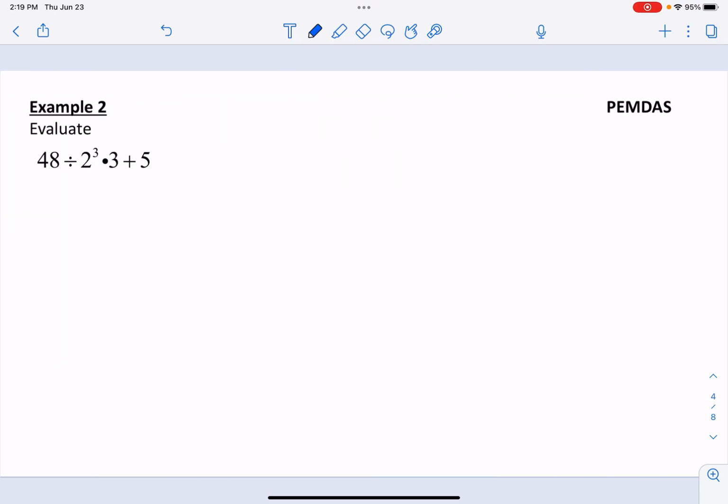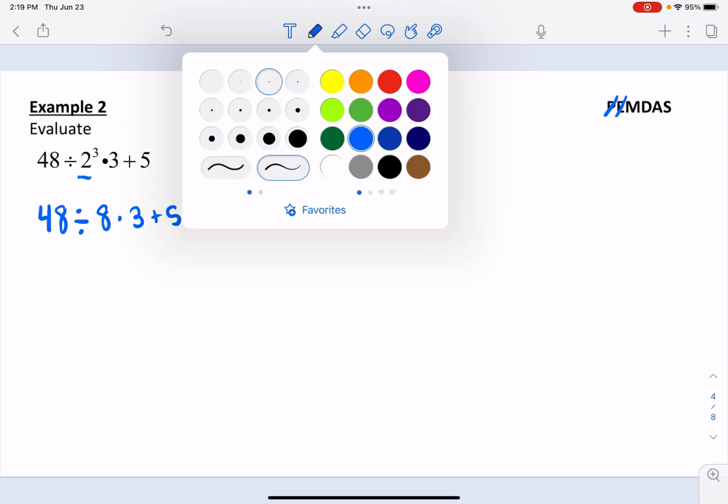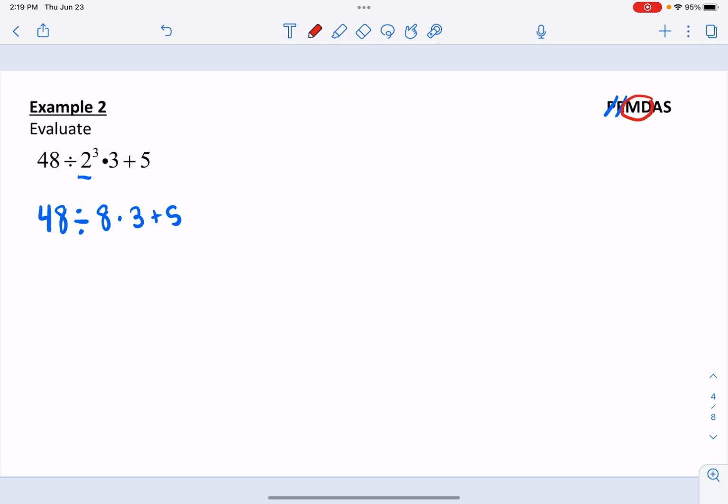Okay, so remembering our PEMDAS. First we look for parentheses. Looking at this, I have no parentheses, so I'm going to kind of check that off. Then I do exponents. So there's only one exponent I see, so I leave everything else intact. 2 to the 3rd power is 8 times 3 plus 5. Done my exponents. Now you do multiplication and division together. So I do 48 divided by 8. Well, that is 6 times 3 plus 5.